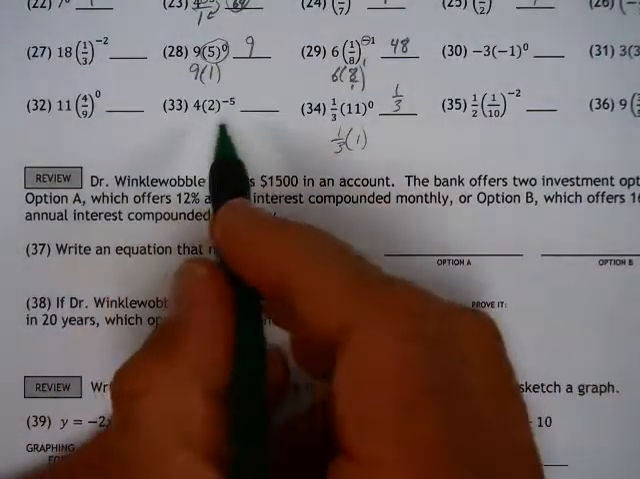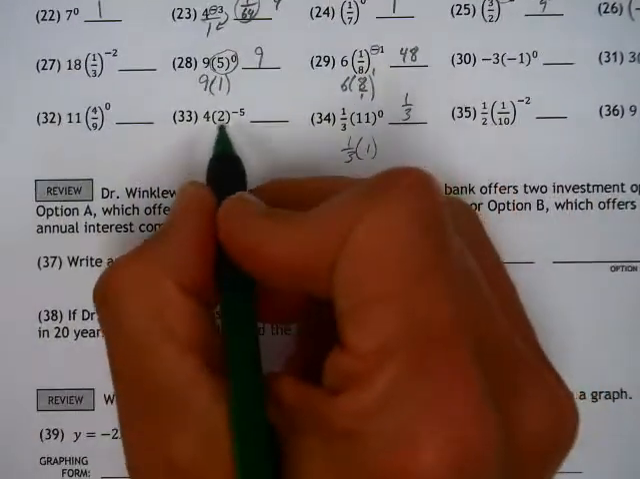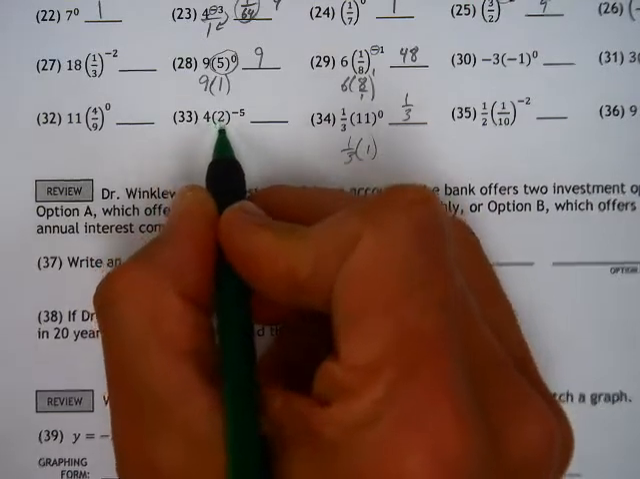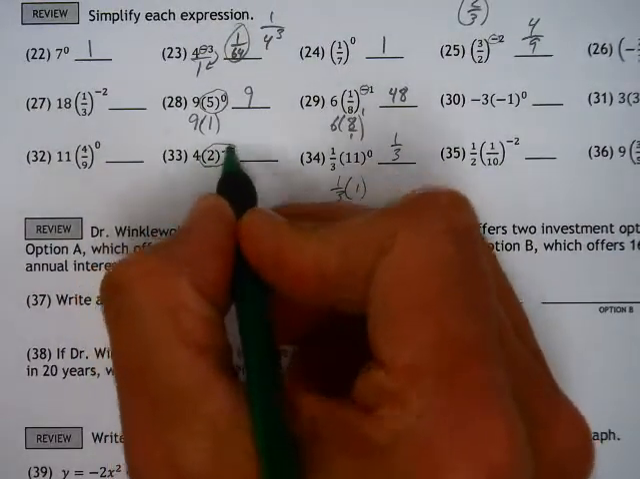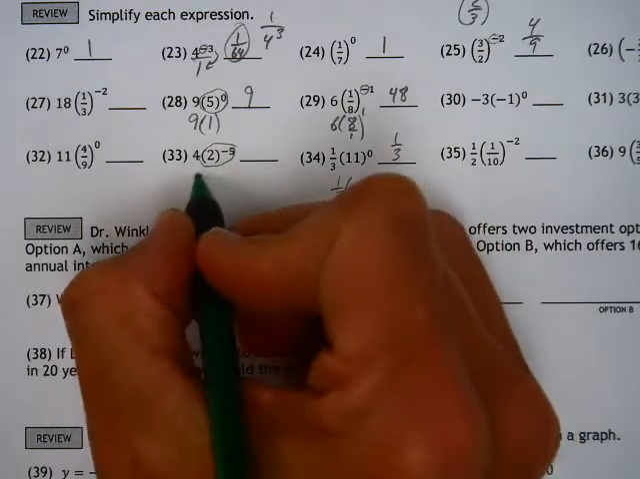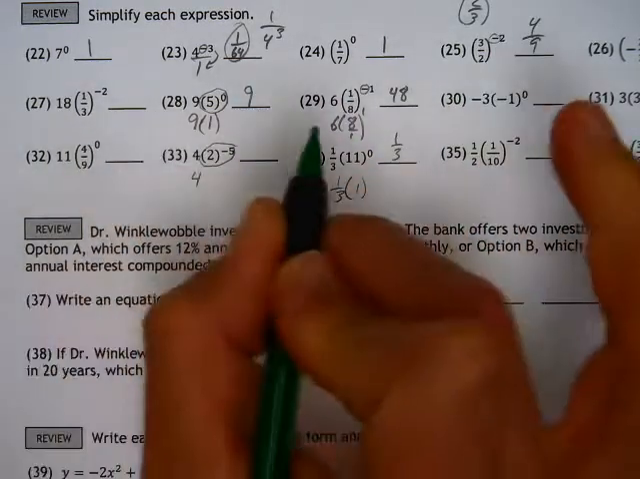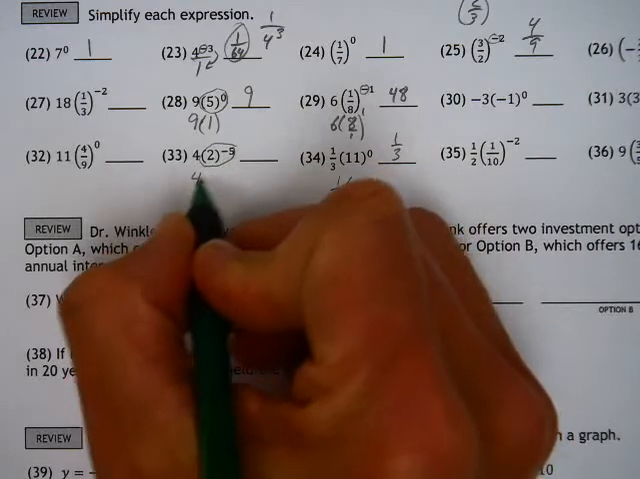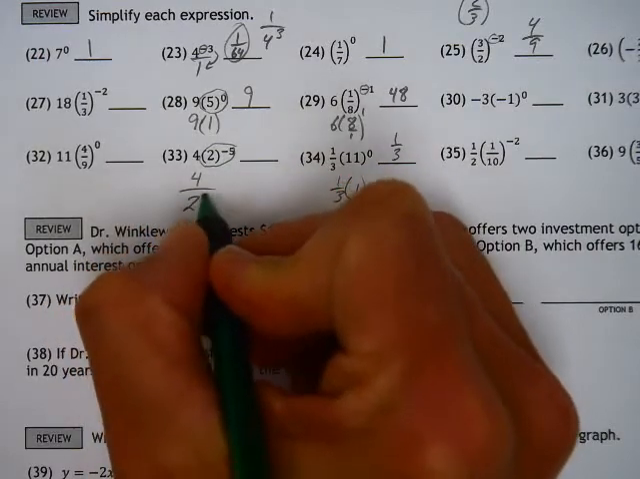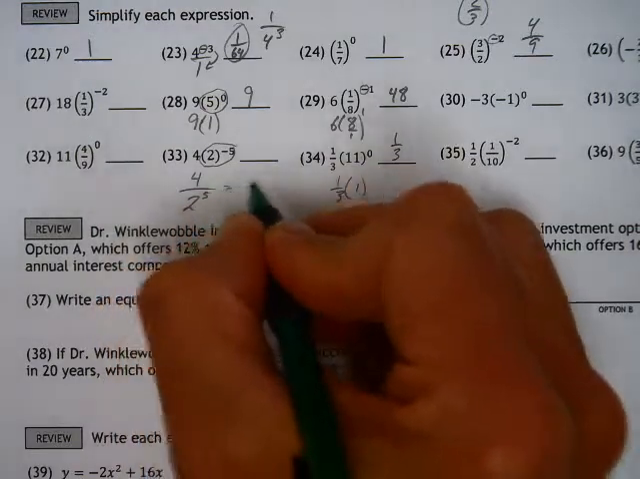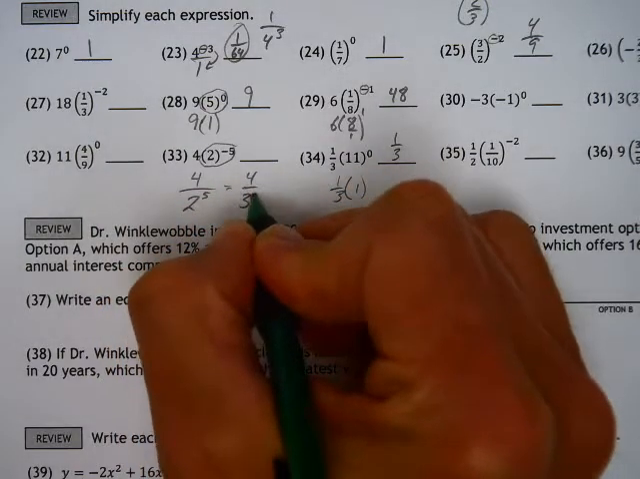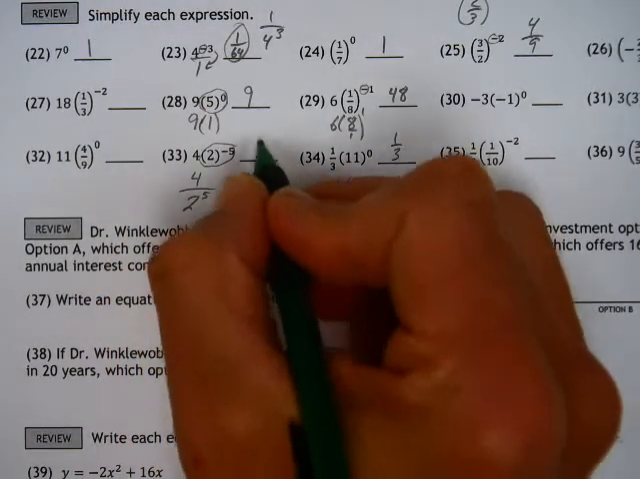Something like this we had on our last quiz. People tried to connect these guys too much too soon. This portion is raised to the negative power. So what we're going to do is take the 4 separate from everything, and then this is going to get moved down below, and this becomes 2 to the 5th power. 2 to the 5th is 32. So you have 4/32 that can now be reduced to 1/8.